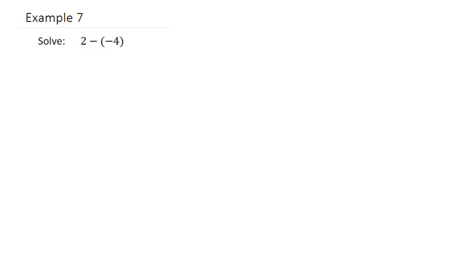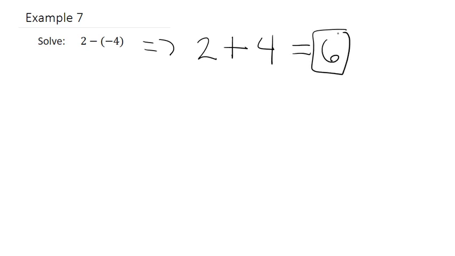So let's do another one. Here we are, example 7, 2 minus negative 4. We remember that two negative signs next to each other becomes positive. So now we have 2 plus 4. And these are just two positive numbers, so we can simply add. So 2 plus 4 is equal to 6. And that would be our final answer.